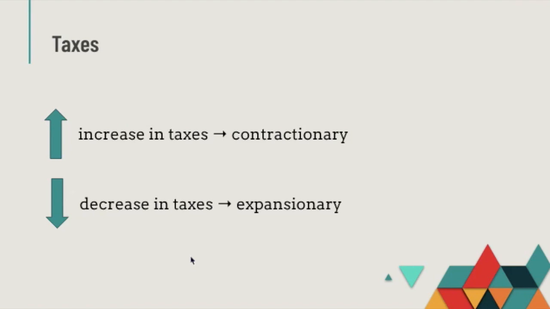Now let's move on to the second tool of fiscal policy, taxes. The relationship is pretty simple. When taxes are higher, people have less to spend. When taxes are lower, people have more to spend. So an increase in taxes is going to be contractionary, and a decrease in taxes is going to be expansionary.